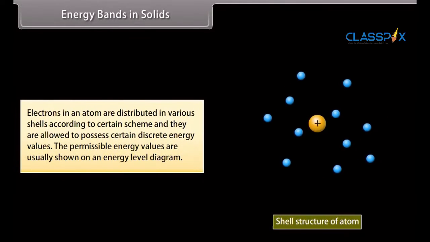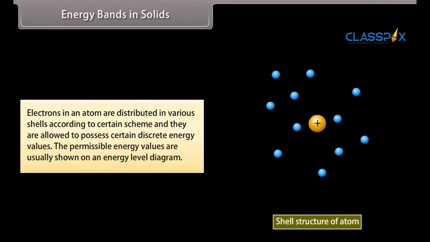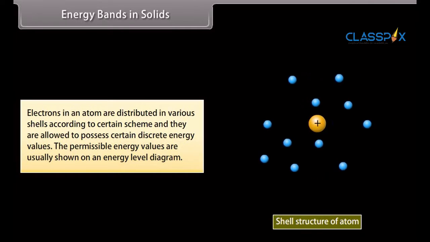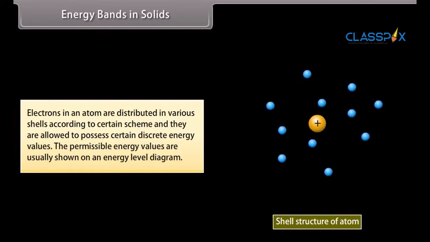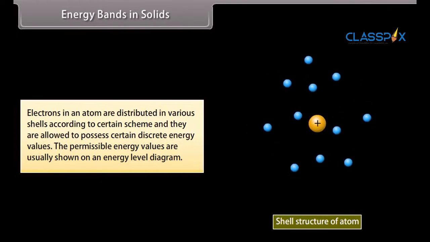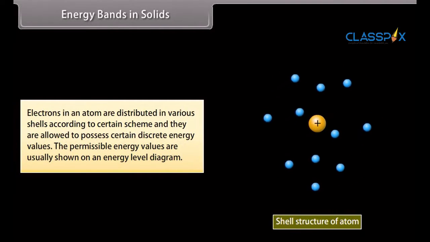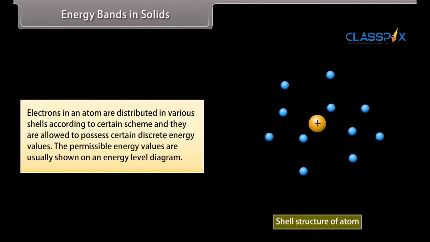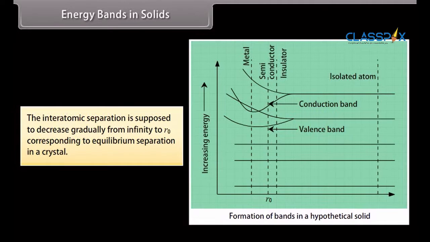Energy bands in solids. Electrons in an atom are distributed in various shells according to a certain scheme and they are allowed to possess certain discrete energy values. The permissible energy values are usually shown on an energy level diagram. We consider the formation of bands for the energy level normally occupied by the valence electrons and the next level above it. The interatomic separation is supposed to decrease gradually from infinity to R0, corresponding to equilibrium separation in a crystal.